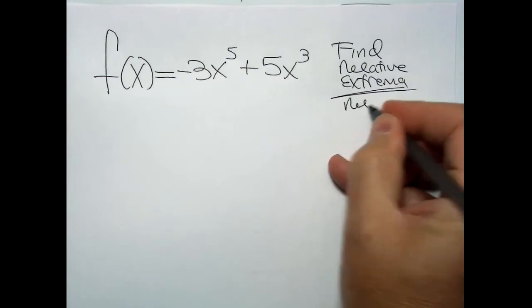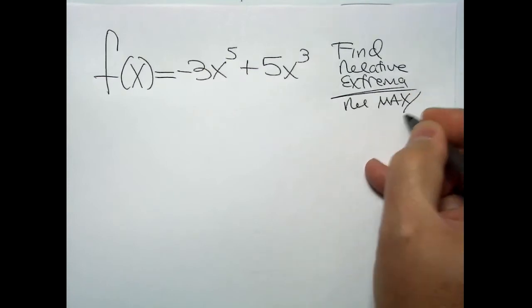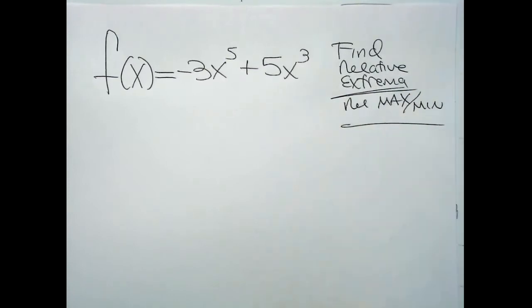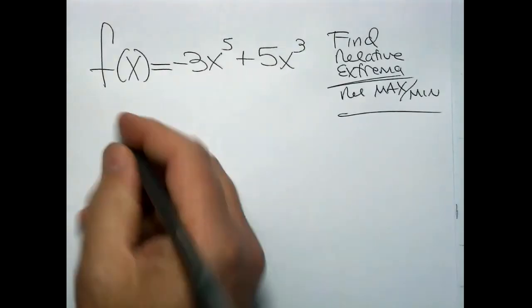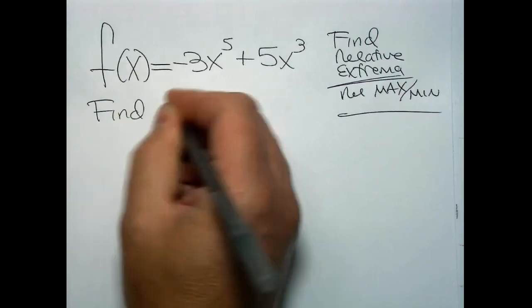And that means the relative maxes and mins. And let's use the second derivative test to identify what kind of critical numbers we're going to discover here. First of all, find those critical numbers.